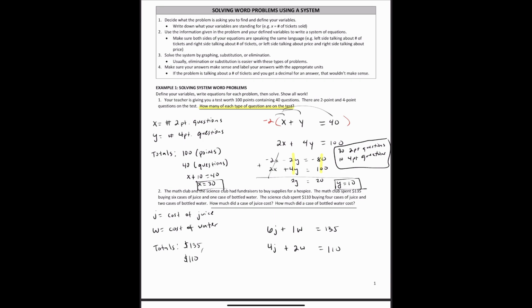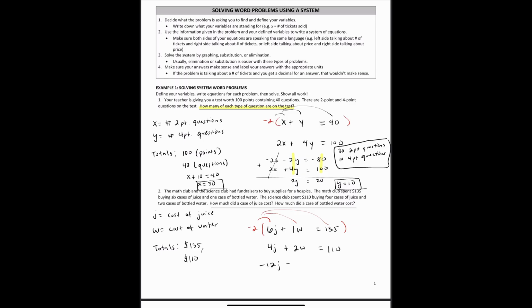So what we need to do is create our opposites. I'm going to eliminate the W's this time. So I'm going to multiply the first equation by -2. And then I'm going to distribute the -2 to each term. So -2 times 6J is -12J.